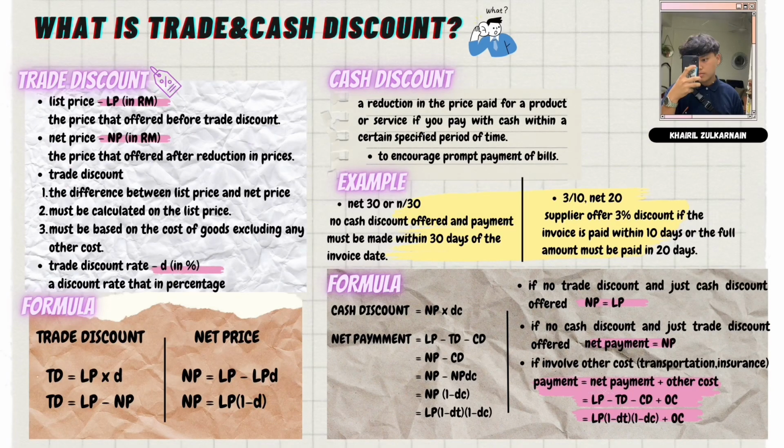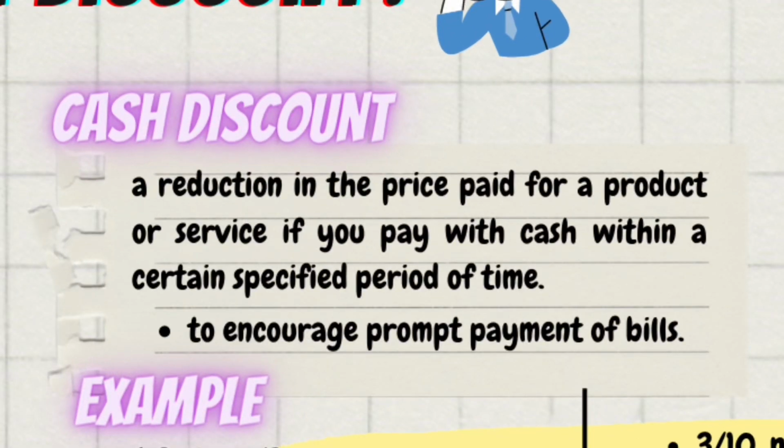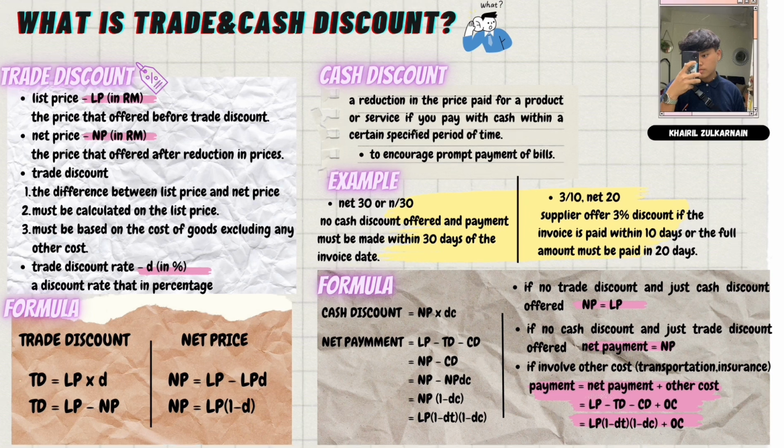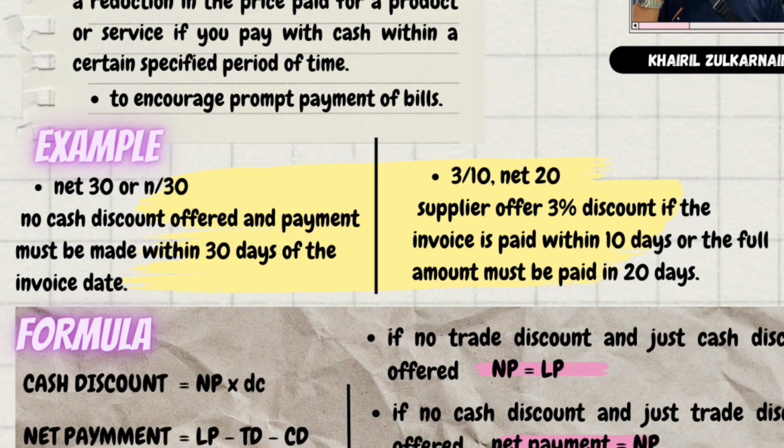Next, cash discount. A reduction in the price paid for a product or service if you pay with cash within a certain specified period of time. It is to encourage prompt payment of bills. For example, net 30 or N/30. It means no cash discount is offered and payment must be made within 30 days of the invoice date.